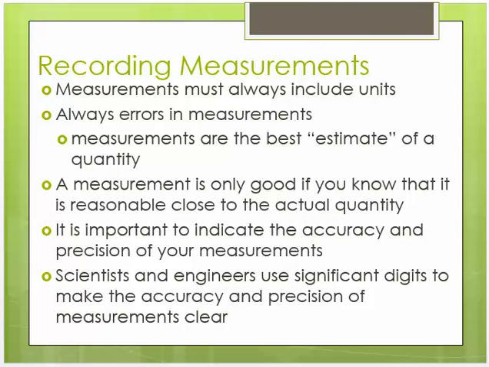Some rules for recording measurements. Measurements must always include units. Always errors in measurements. Measurements are the best estimate of a quantity. A measurement is only good if you know that it is reasonably close to the actual quantity. It is important to indicate the accuracy and precision of your measurements, and scientists and engineers use significant digits to make the accuracy and precision of measurements clear.